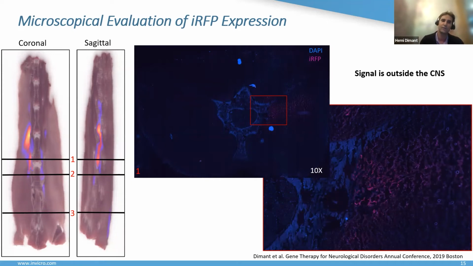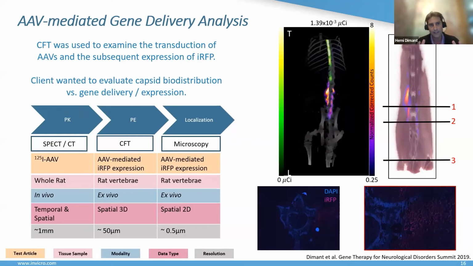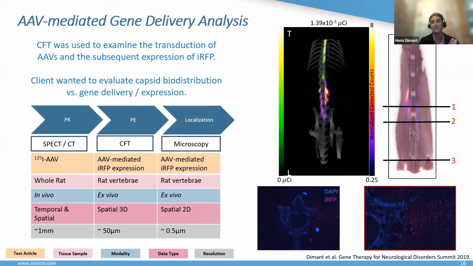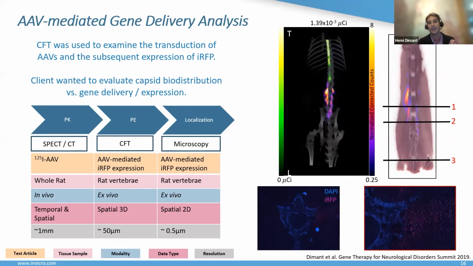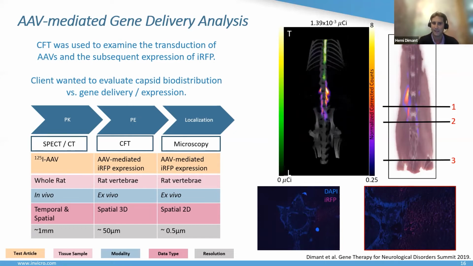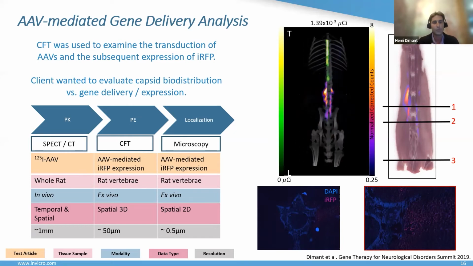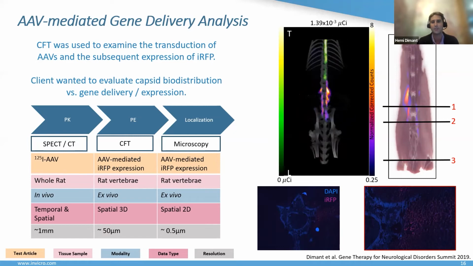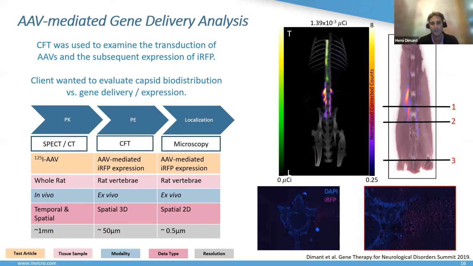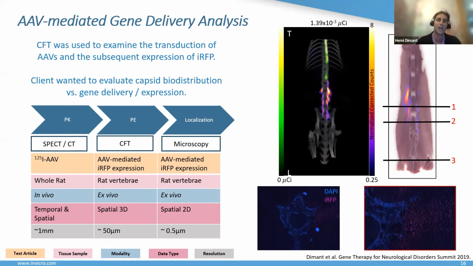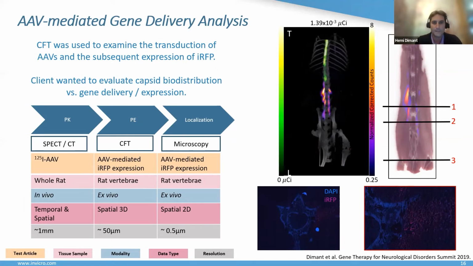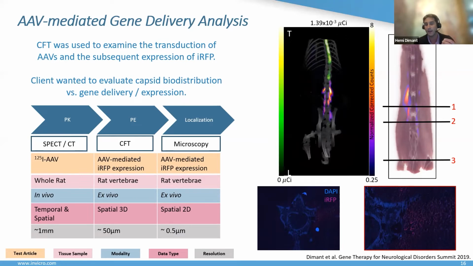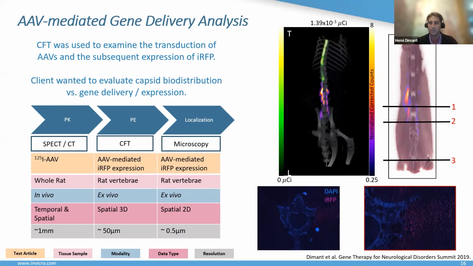So again, very useful from the same animal. In summary, we've conducted a PK study looking at the distribution and kinetics of AV distribution using SPECT-CT. We then combined that with Cryo-Fluorescence Tomography to look at the spatial transduction of the AVs, again at a much higher resolution compared to SPECT-CT. And then lastly, we're able to use microscopy to look at the transduction, in a sense, at high resolution.